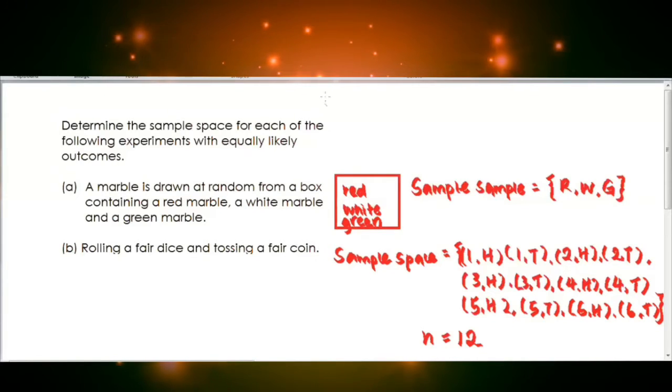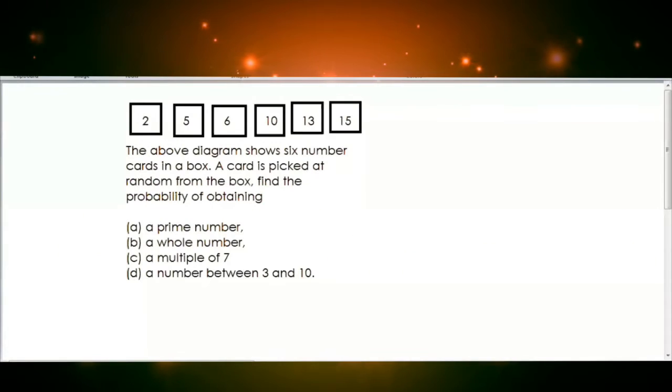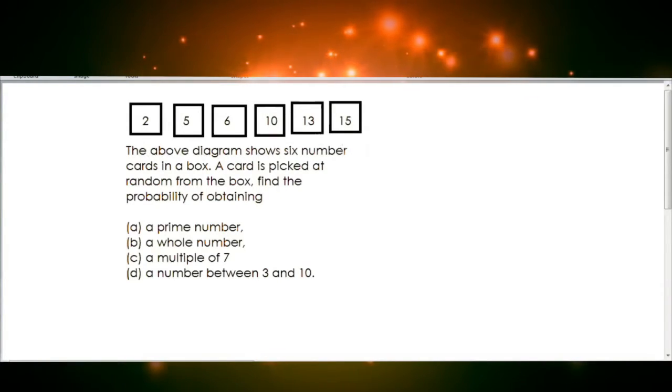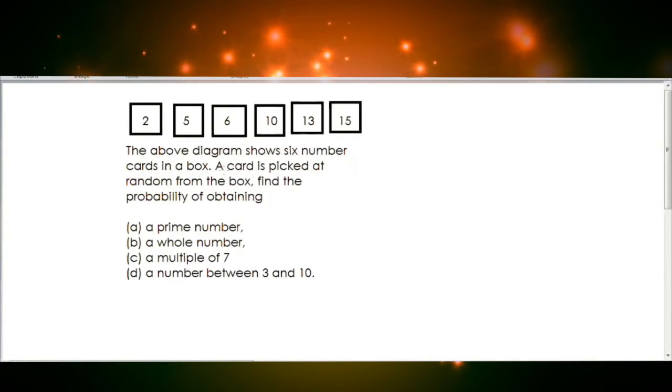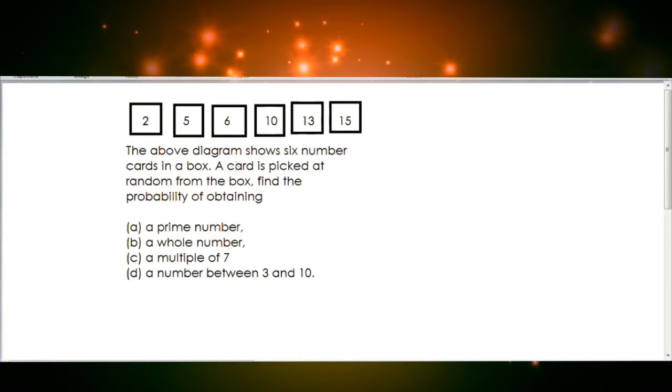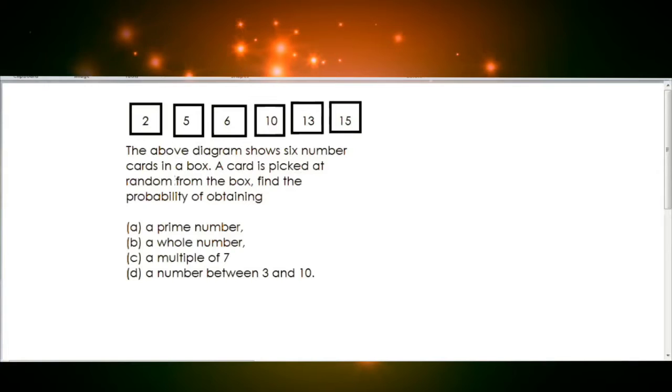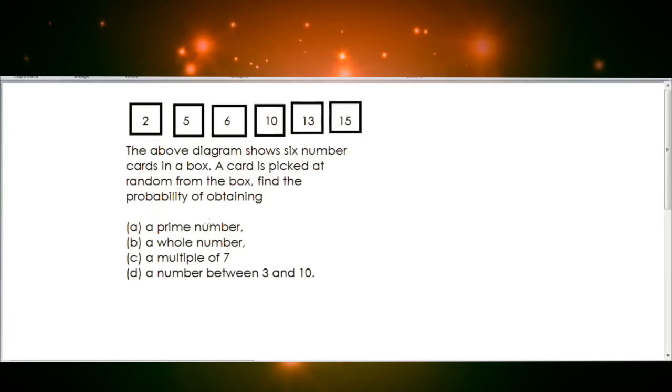So let's look at the next example question. For this question, we will learn about the probability of an event A with a sample space. The diagram shows 6 number cards in a box. One card is picked at random from the box. We need to find the probability of obtaining a prime number.